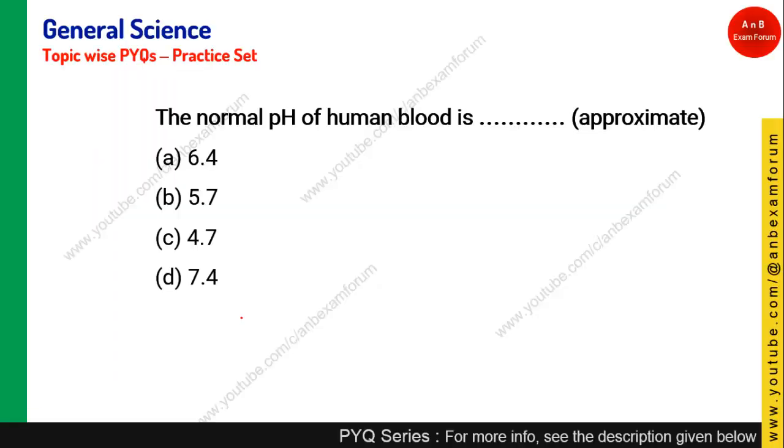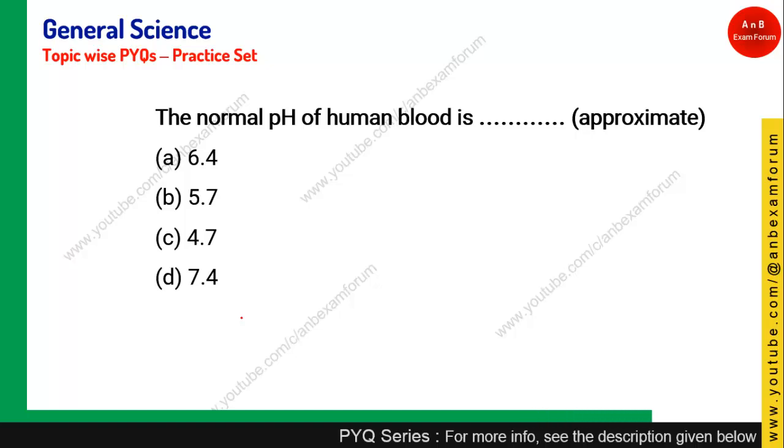Okay, so the first question: the normal pH of human blood is what? These are the four options. I will give you a hint: human blood is slightly alkaline in nature.